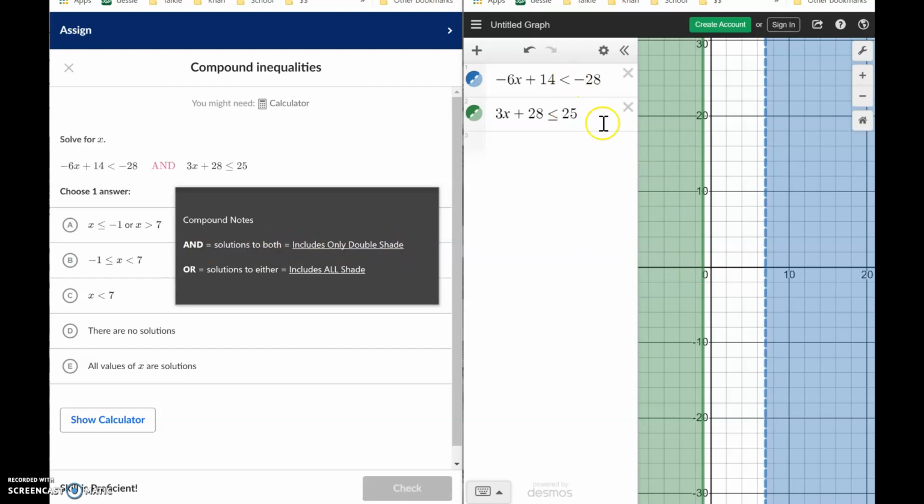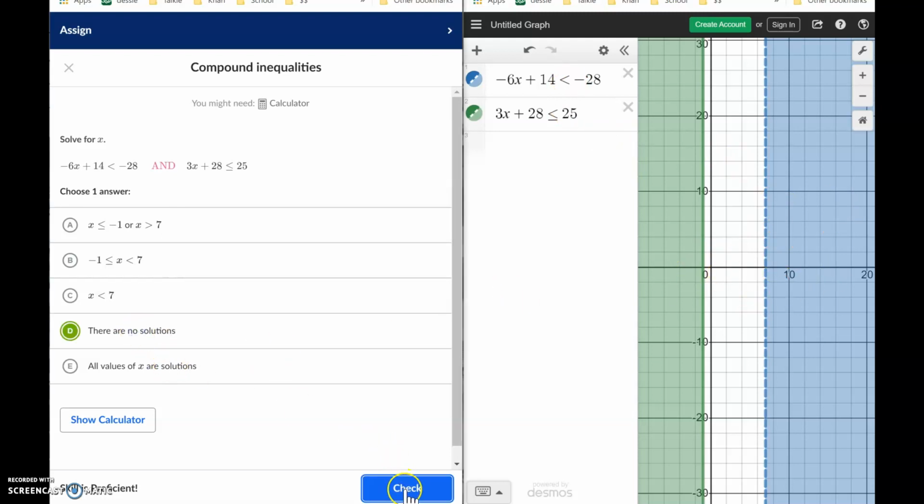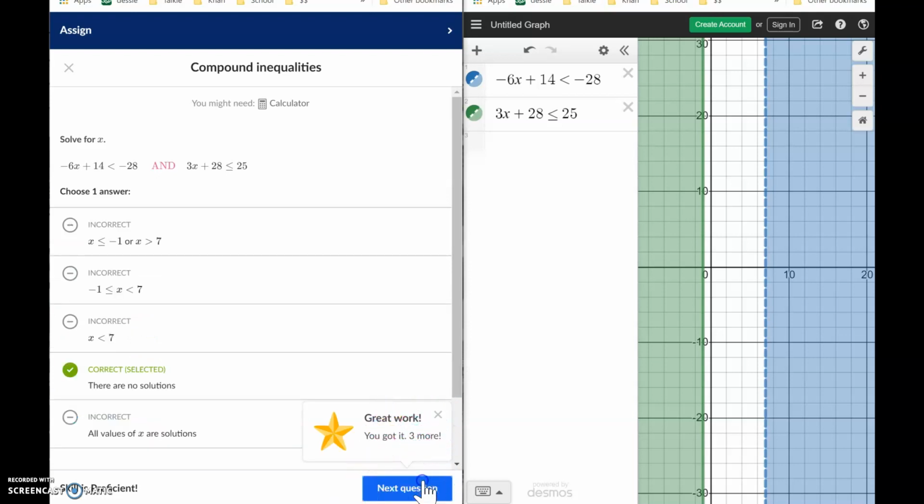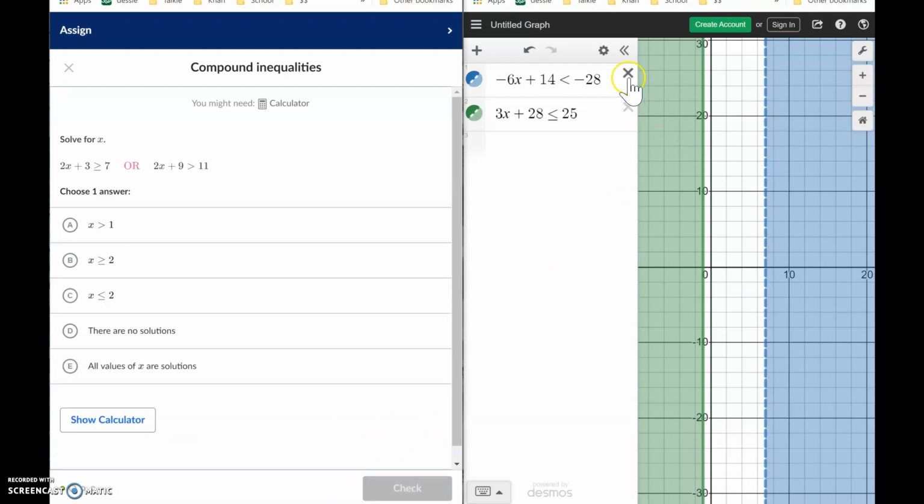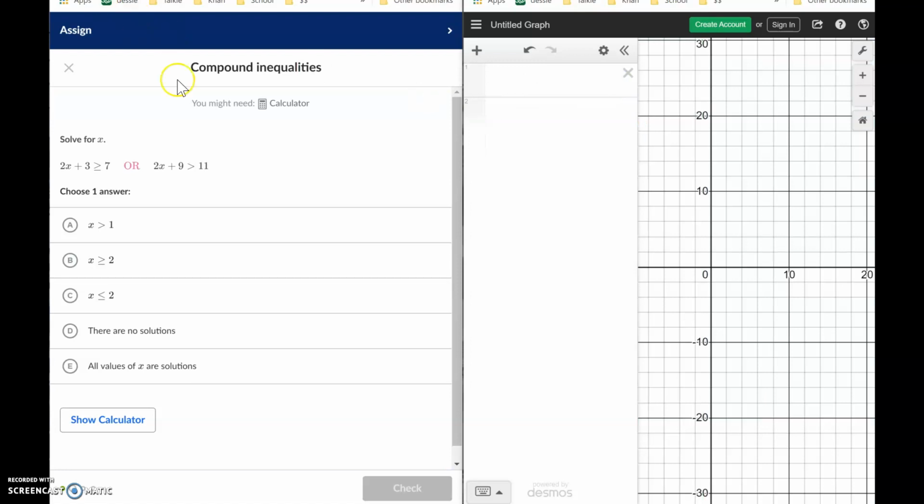Here I've typed them both in, and there's no double shade. The two shades don't overlap, so there are no solutions. If there were, we'd see some double shade. We don't see any double shade, so let's go ahead and move on to example number 3. A minute 55 right now. I've done 2 examples. Let's see if I can pick this pace up a little bit.